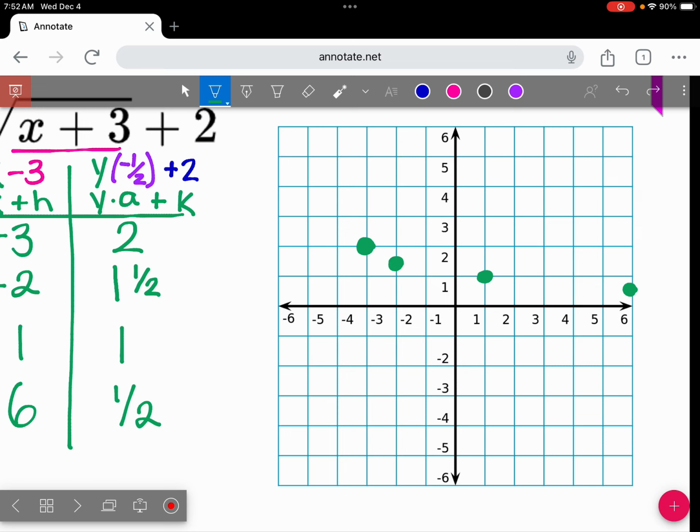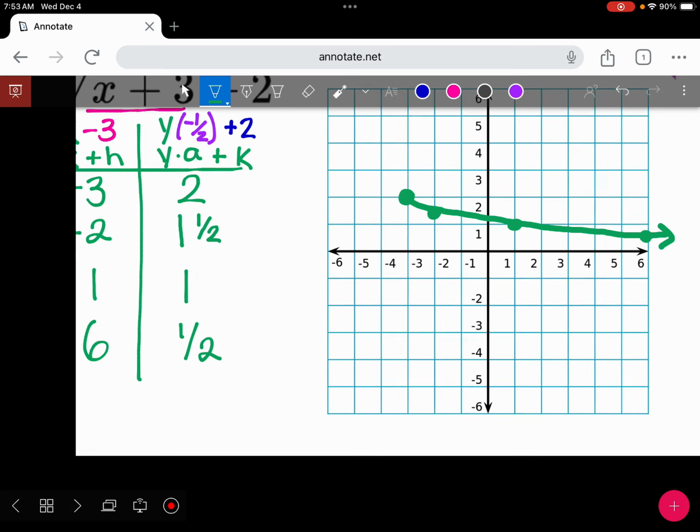Oop, that was a bad connection. It's so squished, it's really hard to draw it. There we go. Trying to hit all my points. But that thing has been squished. It looks very, very short. Somebody sat on that thing. And it has been reflected. It is upside down. It has gone left 3 and it's gone up 2.